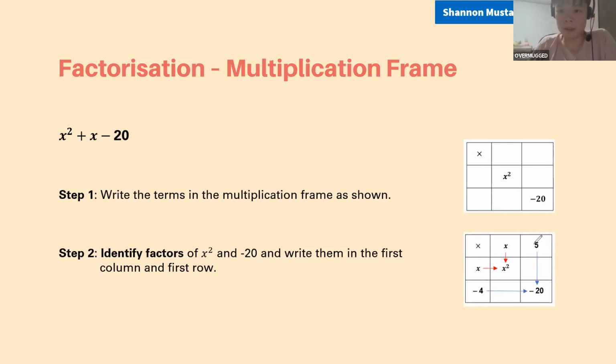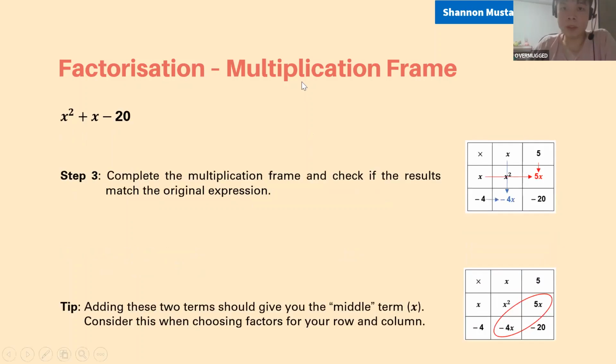And then next step, you complete the multiplication frame. So I need to calculate this number. So how do I get this number over here? 5 times x gives me 5x. Then the number below, x times minus 4 gives me minus 4x. Then how can you check? These two terms, when you add them up, they should give you the middle term. So very similar, it just looks different.